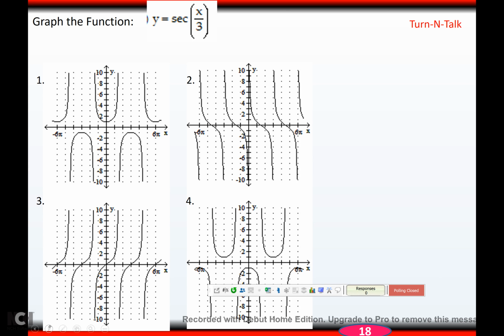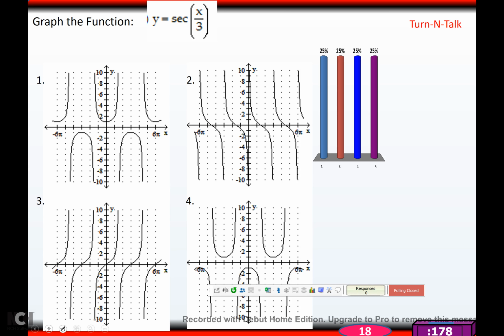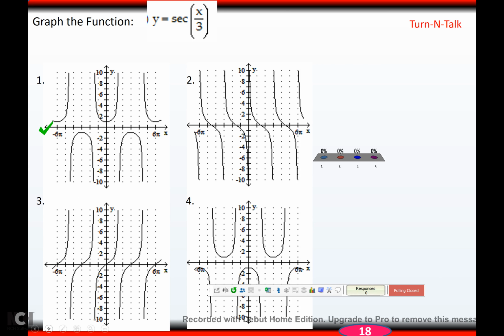Alright, so pick out the right secant graph, hit pause, come back when you're ready, and hopefully you got one. Secant is related to cosine, so the related cosine function would be cosine of x over 3. My period is going to be 2 pi over b. Simplify, keep, change, flip, I get 6 pi.